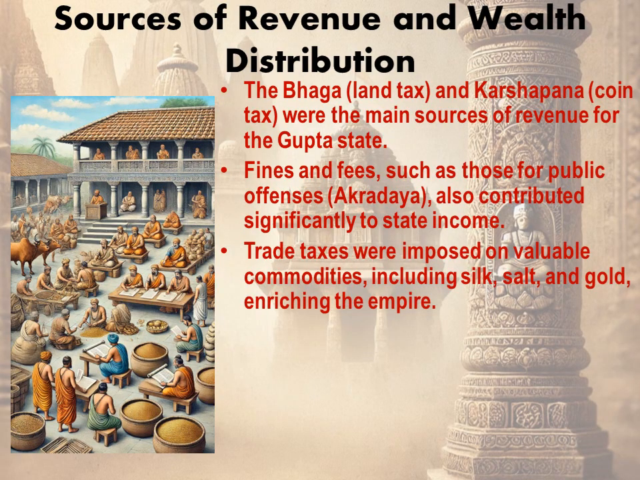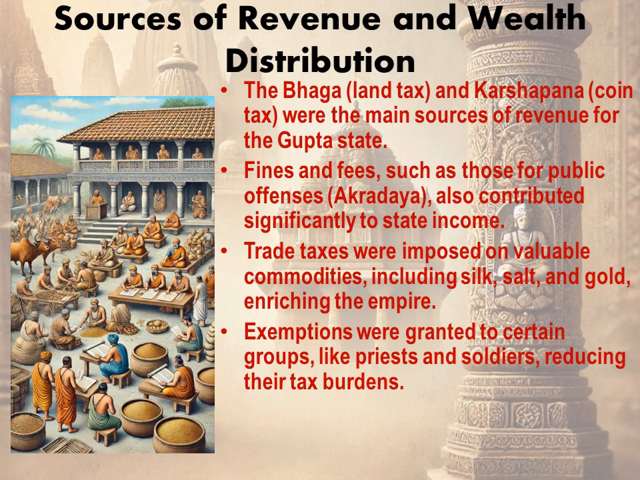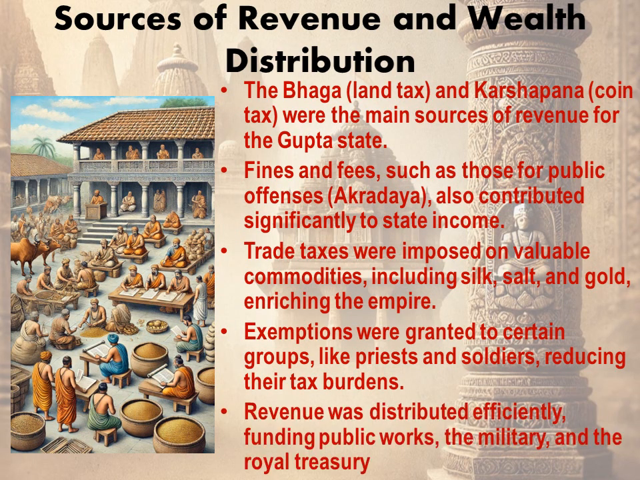Trade taxes were imposed on valuable commodities, including silk, salt, and gold, enriching the empire. Exemptions were granted to certain groups like priests and soldiers, reducing their tax burdens. Revenue was distributed efficiently, funding public works, the military, and the royal treasury.